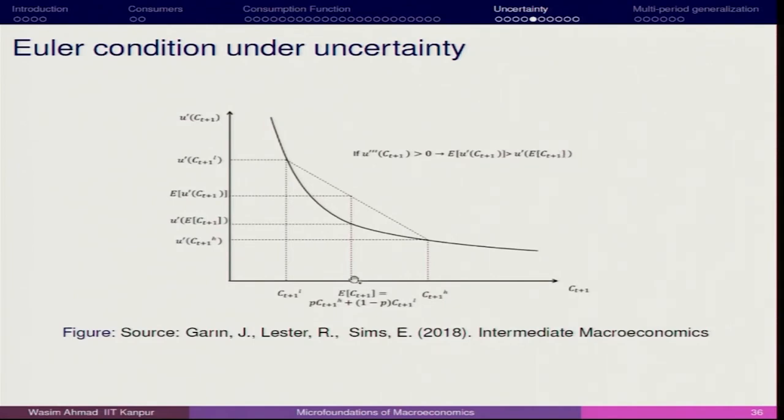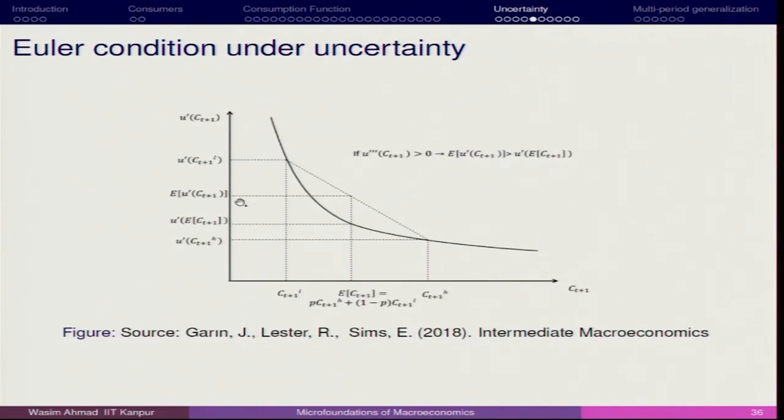So, if you think about that, we are introducing two scenarios. Here we have the high state and here we have the low state. The high state is C_{t+1}^H, and here we have the low state. The moment I move from here to here, this is what we have: the mu hat C_{t+1} and then mu hat C_{t+1}^L.